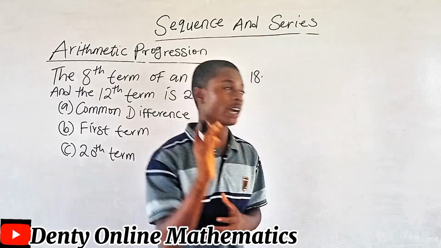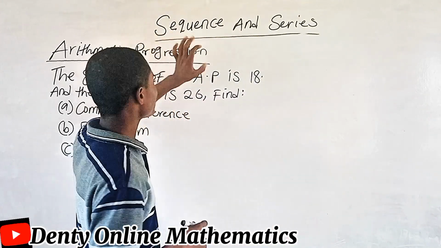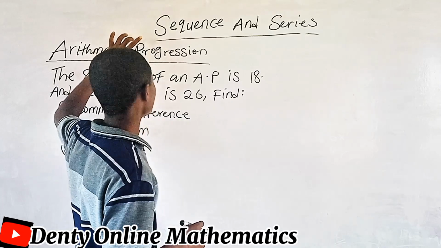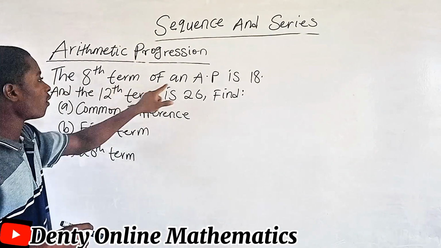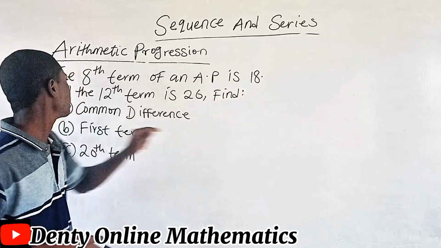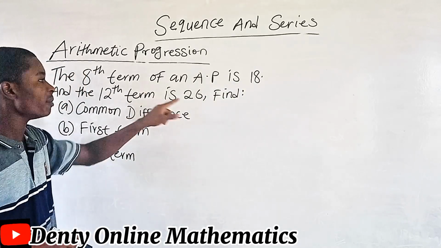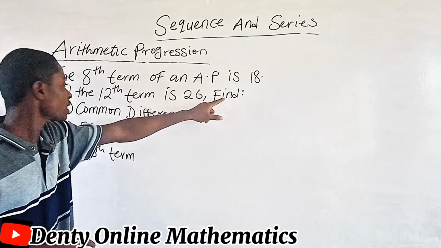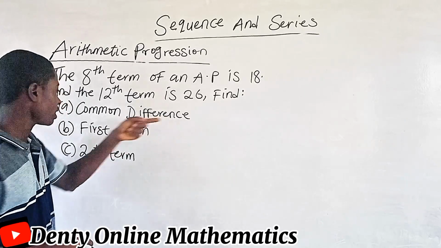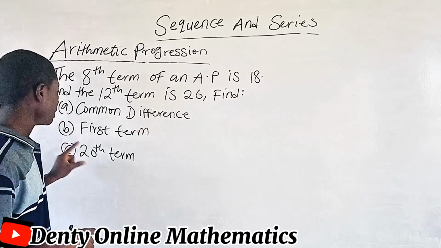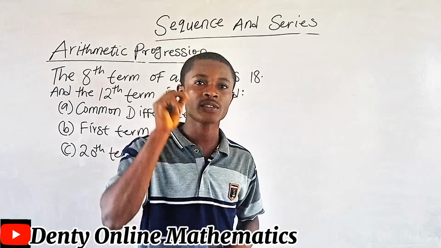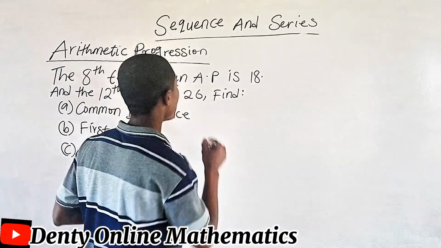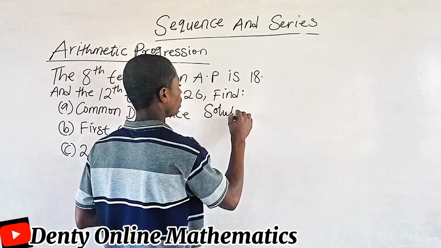Now let's look at what we have here on the board. We are on sequence and series and our subtopic is the arithmetic progression. The question says the 8th term of an AP is 18 and the 12th term is 26. We are asked to find the common difference, the first term and the 20th term. How are we going to do this? It's very simple. Now here is the solution to this problem.